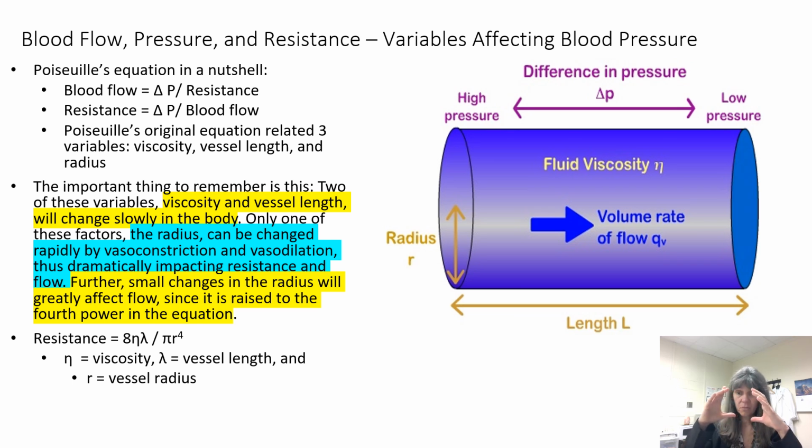The more vasodilation, right, the greater the radius, the less resistance there is, because it's an inverse proportion. The smaller the lumen, the less the radius is, and again, because it's inversely related, that means there's going to be a greater resistance.